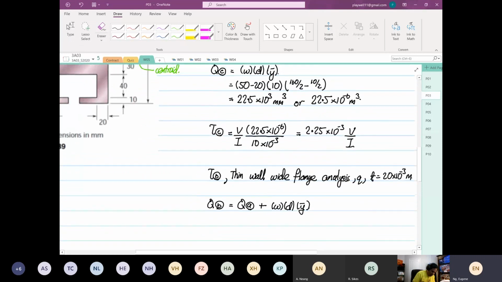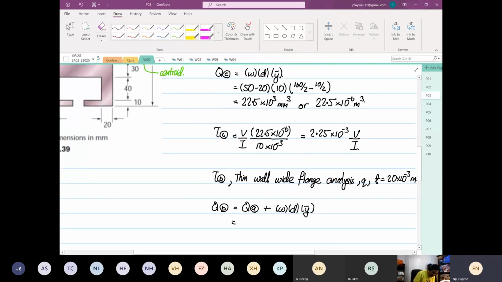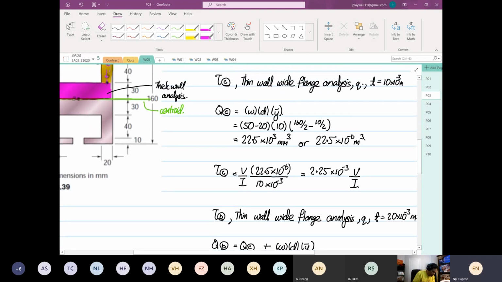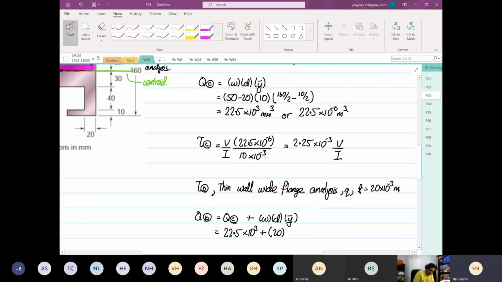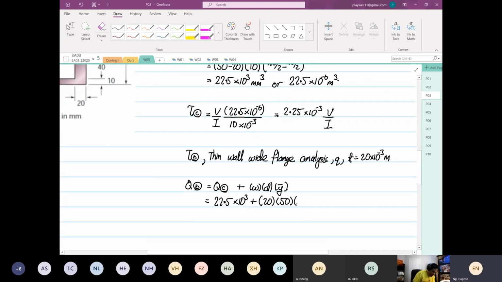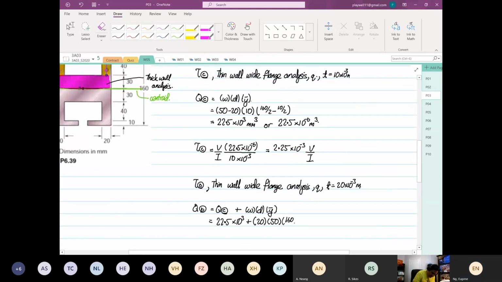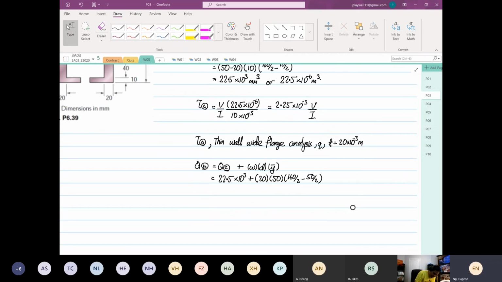So from here, the Q at point A is 22.5 times 10 to the power 3. It should be point C. Oh yeah, you're right. Q at point C, thank you. Plus the width that is equal to 20 millimeters. The depth is 50 millimeters. The y bar is equal to 160 divided by 2 minus 50 divided by 2. Okay, so you have to be really careful down here. This is where you get it wrong. So this will be equal to 22.5 times 10 to the power 3 plus 80 minus 25 times 50 times 20, which is equal to 55 times 10 to the power 3.